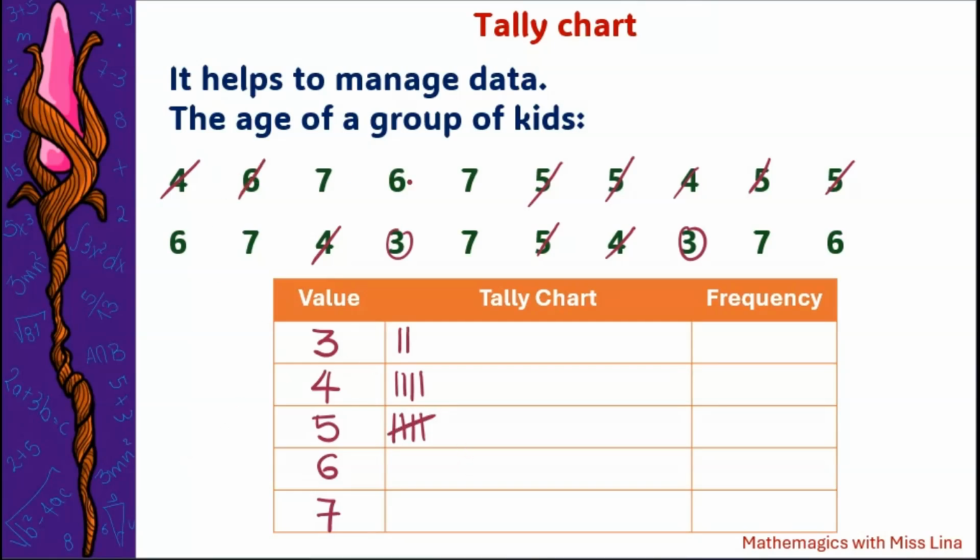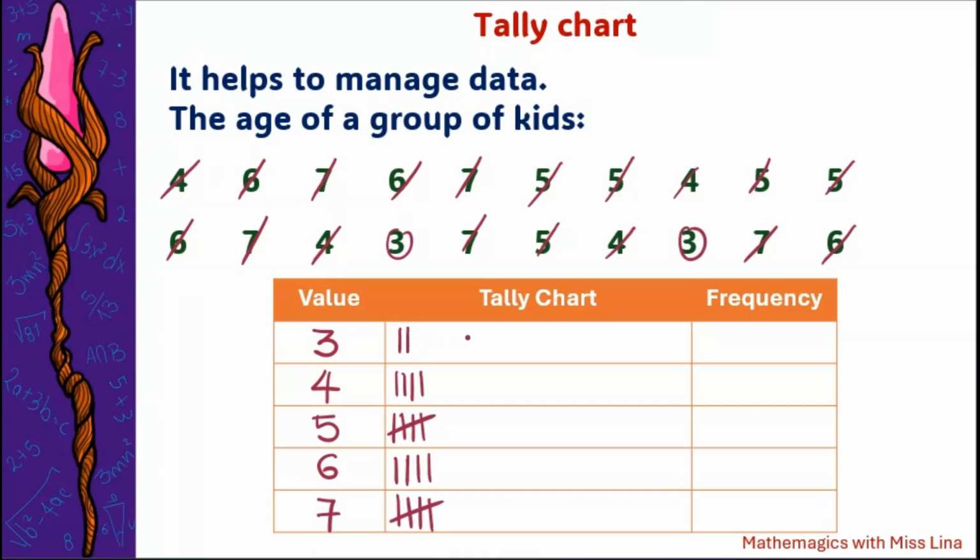6 and 7. Again, we cross it. In this case, the number of elements is small, but when they are really, really big, this is very useful. Now, for the frequency, the only thing that we are going to do is to use the groups to count how many.